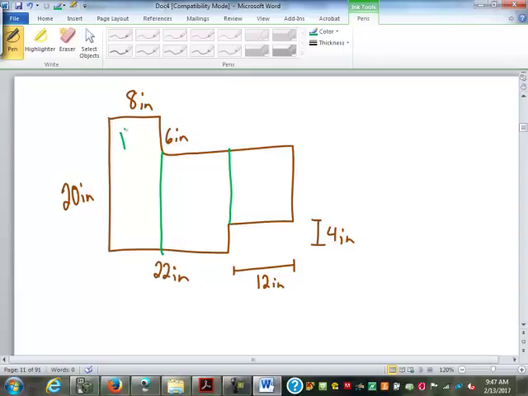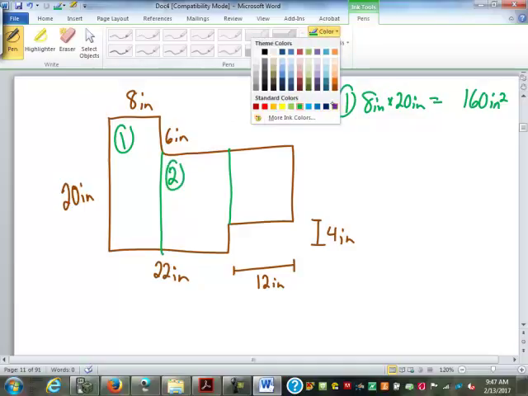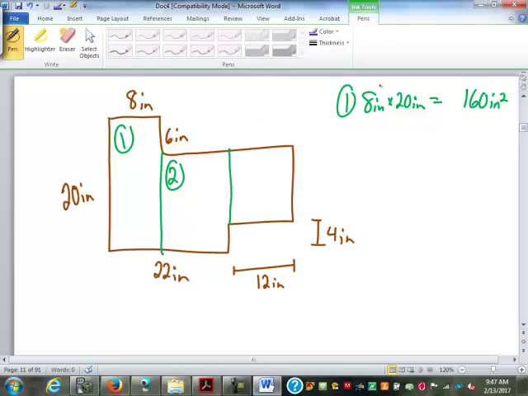So piece 1 here, do I know all the dimensions I need to find its area? Yeah, it's 8 by 20, right? Or 20 by 8, however you want to look at it. 160 inches squared. Piece 2 here. Don't really have any of its dimensions, do I?